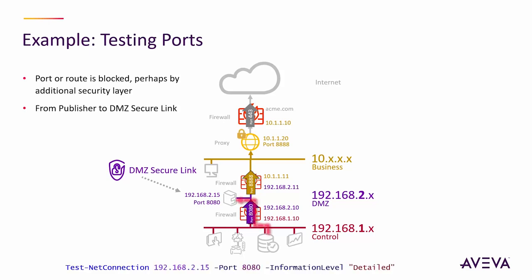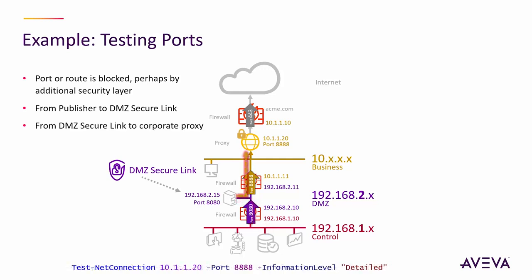So here's an example PowerShell script that you can use on the publishing system to try to connect to the proxy, DMZ Secure Link in this case. In addition to blocking ports, you might have problems with network routing. Make sure the gateway is set up to forward to the next subnet. This test net connection command will help diagnose both of those. Once you confirm that you can reach that proxy, then you can also try from the proxy node to get to the corporate proxy. Make sure that connection is working correctly.